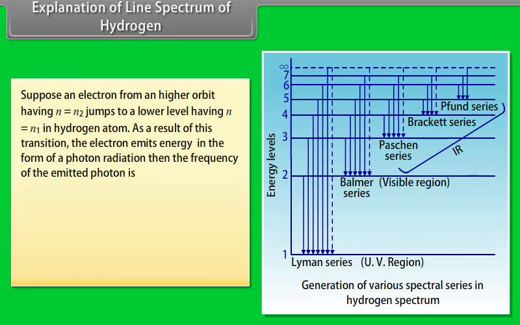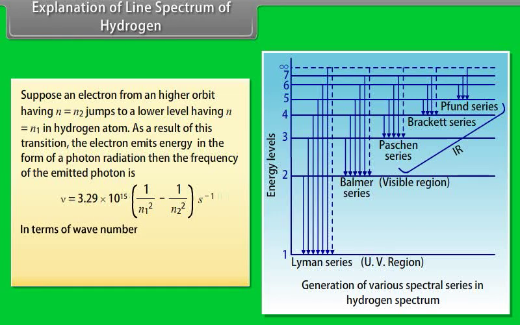Suppose an electron from a higher orbit having n = n2 jumps to a lower energy level having n = n1 in hydrogen atom. As a result of this transition, the electron emits energy in the form of a photon radiation. Then, the frequency of the emitted photon is: frequency = 3.29 × 10^15 × (1/n1² − 1/n2²) per second. In terms of wave number, it is 109677 × (1/n1² − 1/n2²) per centimeter.